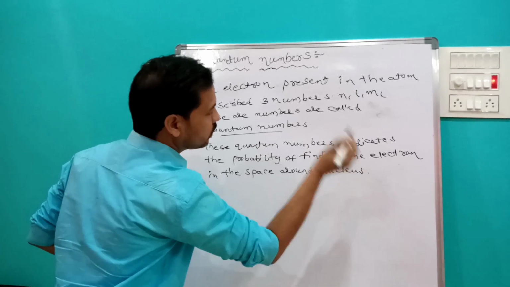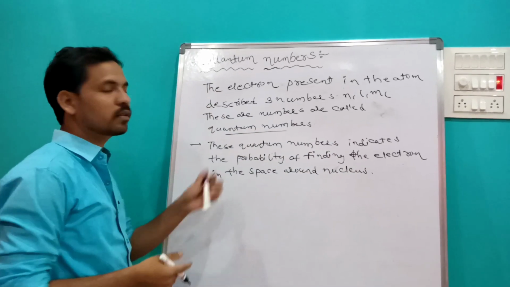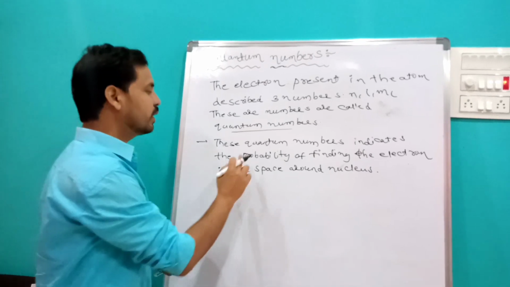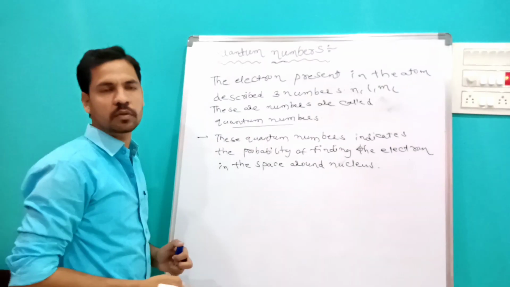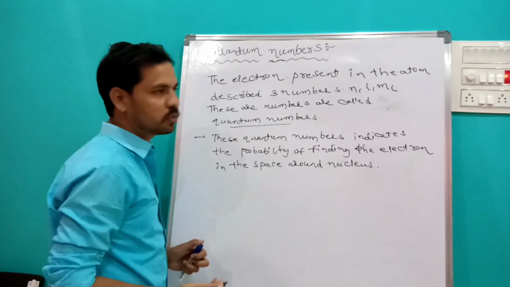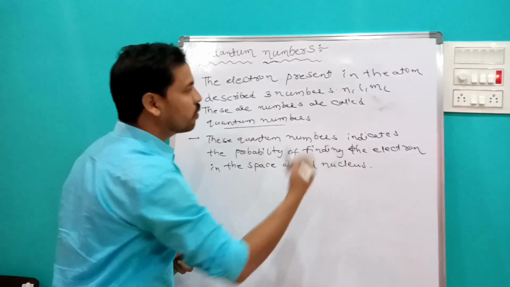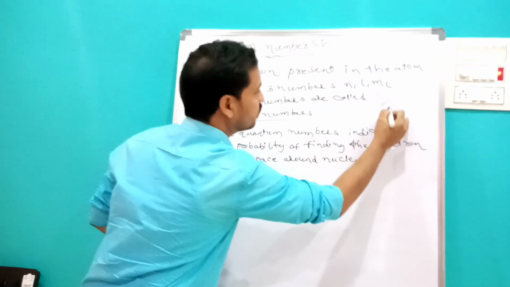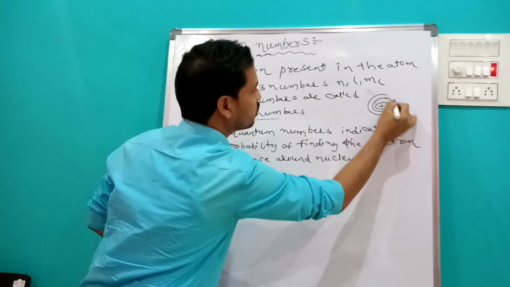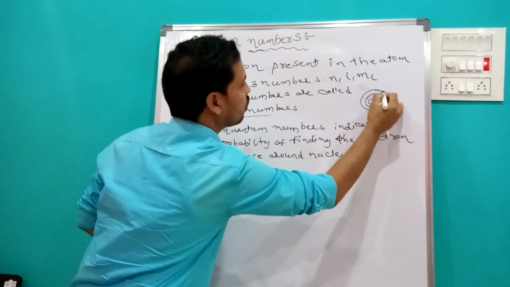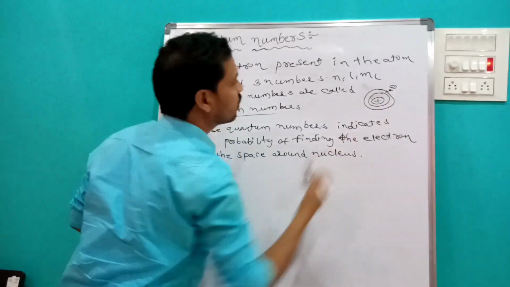So around the nucleus. These quantum numbers indicate the probability of finding the electron in the space around the nucleus. So this is the atom. At the center of the atom the nucleus is present, and these are the orbits. In the orbit the electron is moving.